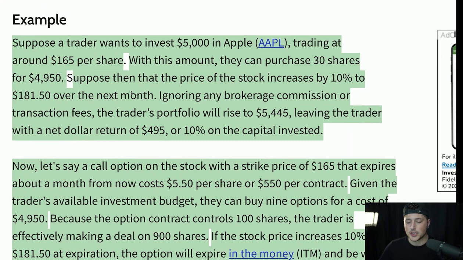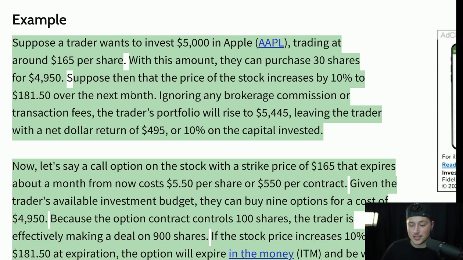Here's an example. Suppose a trader wants to invest $5,000 in Apple, trading at around $165 per share. With this amount, they can purchase 30 shares for $4,950, right? Suppose that the price of the stock increases by 10% to $181 over the next month.